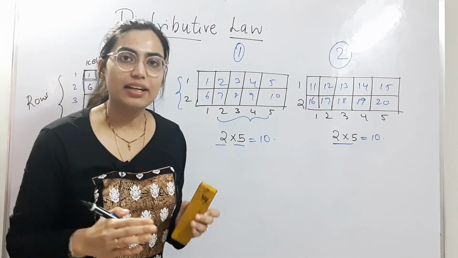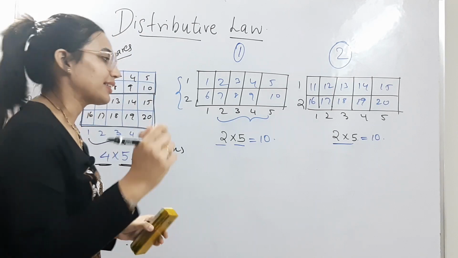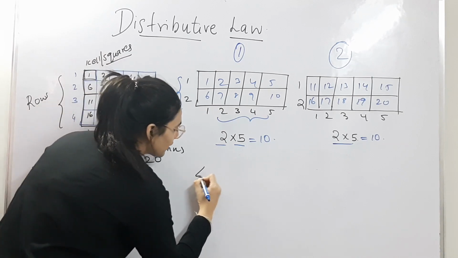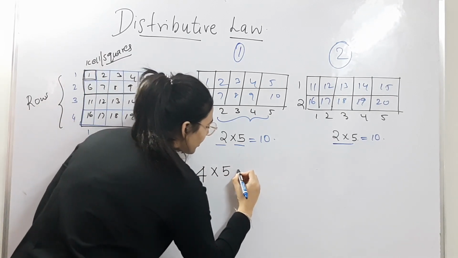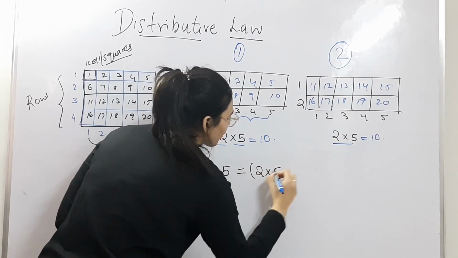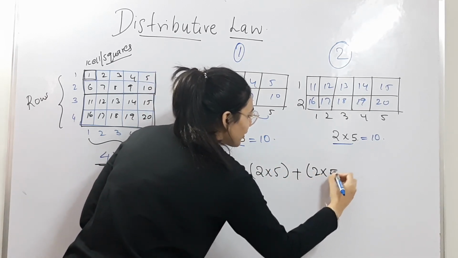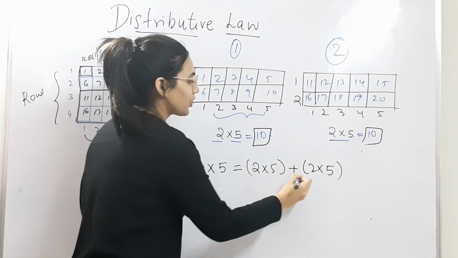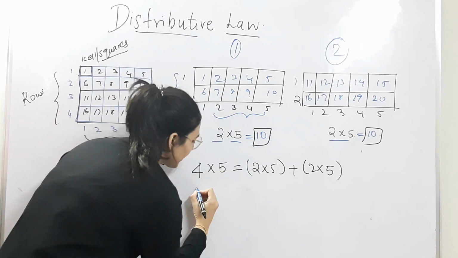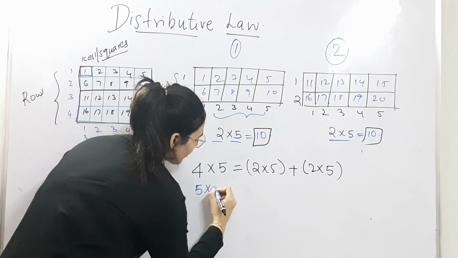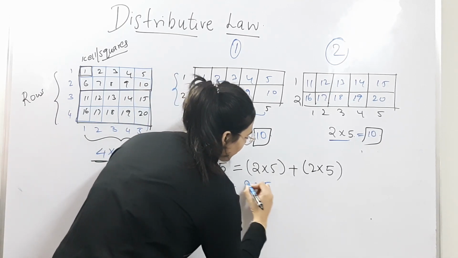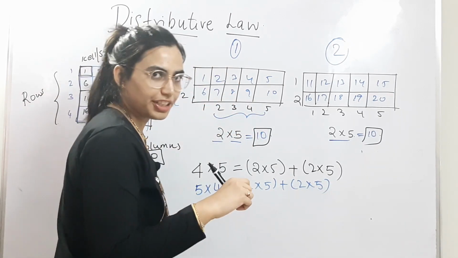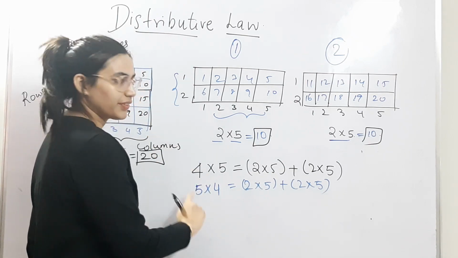This is the underlying concept of distributive property. That means, how do we write this? We can write this all in the form of this. 4 into 5 is equal to 2 into 5 plus 2 into 5. Right? We get the answer as 20. Here 4 into 5 is equal to 2 into 5 plus 2 into 5. How can we write this? Can we write this as 5 into 4 is equal to 2 into 5 plus 2 into 5? Yes, because you know that multiplication is a commutative property, it holds true. So I have just reversed this.